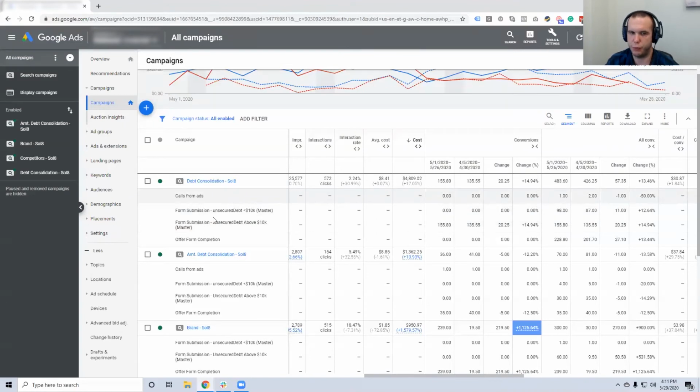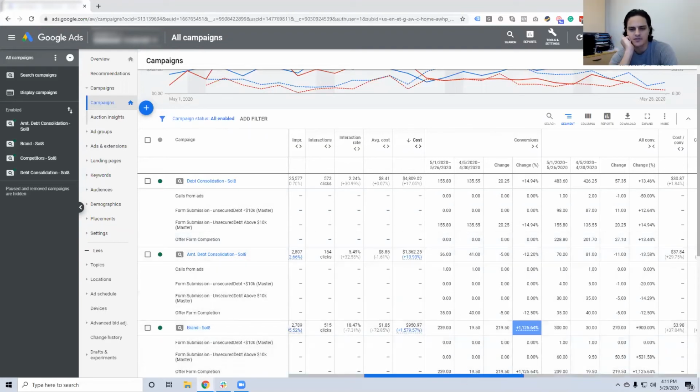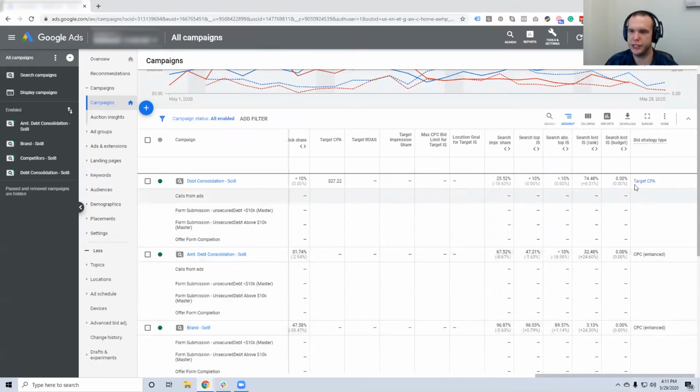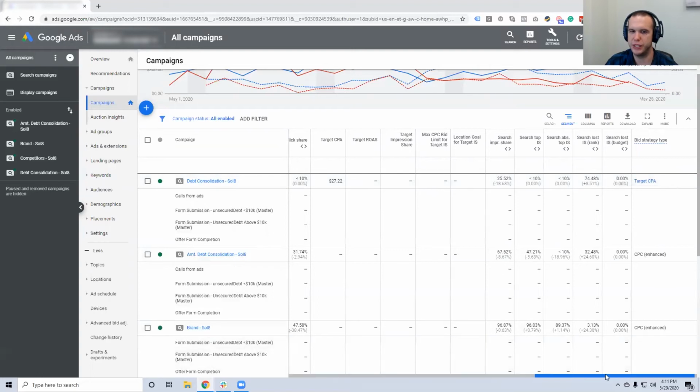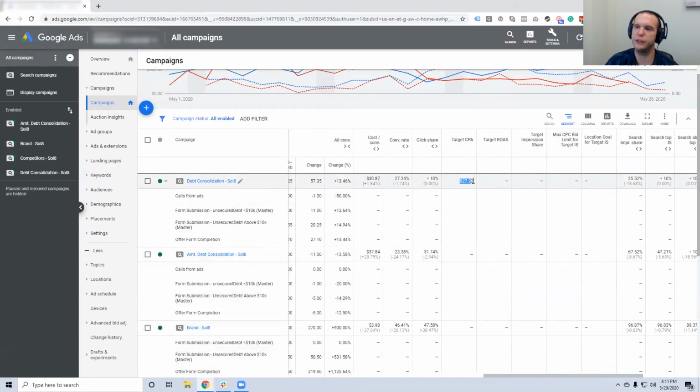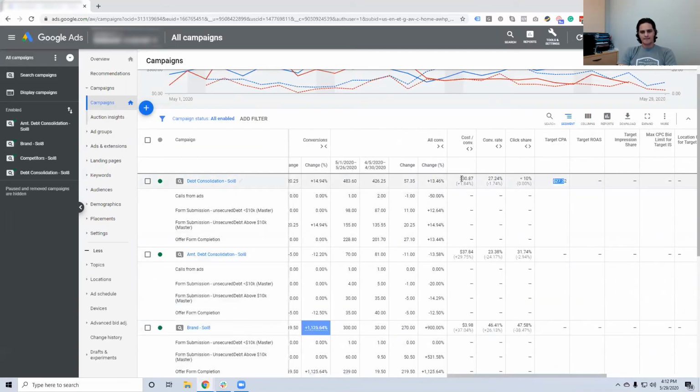Now, calls from ads are important and offer form completions are important, but why did we do this? Why are we only counting one type of conversion? That's what you want Google to optimize for. Exactly. We're using the target CPA bidding strategy. So target cost per lead, we said, I want to pay $27 per qualified lead. Wow. And our cost per conversion is $30.